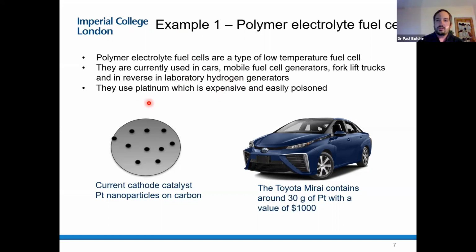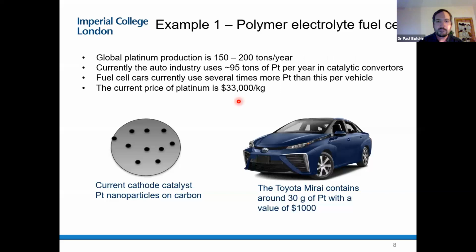So the main problem with these fuel cells is that they use platinum, which is expensive and easily poisoned. So just some numbers on that. Global platinum production is about 150 to 200 tons a year. At the moment, almost 100 tons of that is used in catalytic converters in cars, in vehicles rather. But fuel cell cars use several times more platinum than this. So if you wanted to have every car being a fuel cell car, we haven't actually got enough platinum to do that. We're not making enough platinum to be able to replace all conventional cars with fuel cell cars.